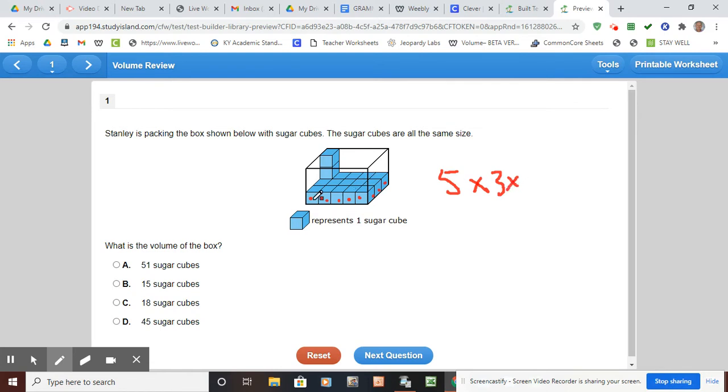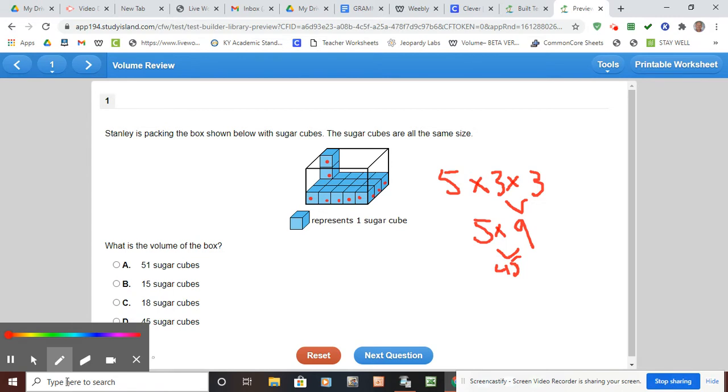Length times width times height. And the height would be, well, there's 1 and 2. And of course, these two are sitting on top of one block. So that's 3 right there. Then all you do is multiply this out. I'll do it the easy way. 3 times 3 is 9. And 5 times 9 is 45. So it's 45 cubes or 45 cubic units.